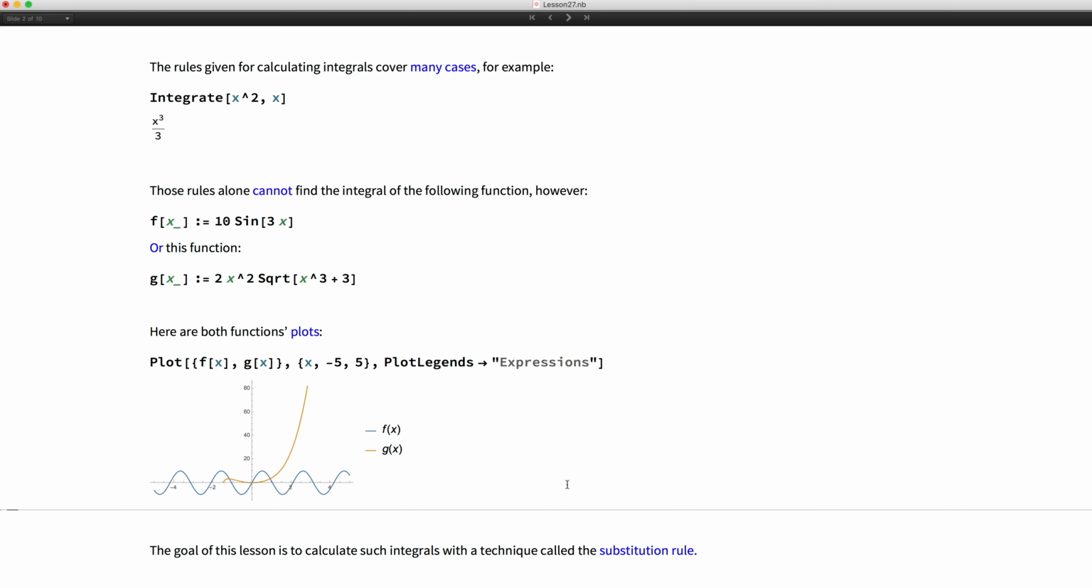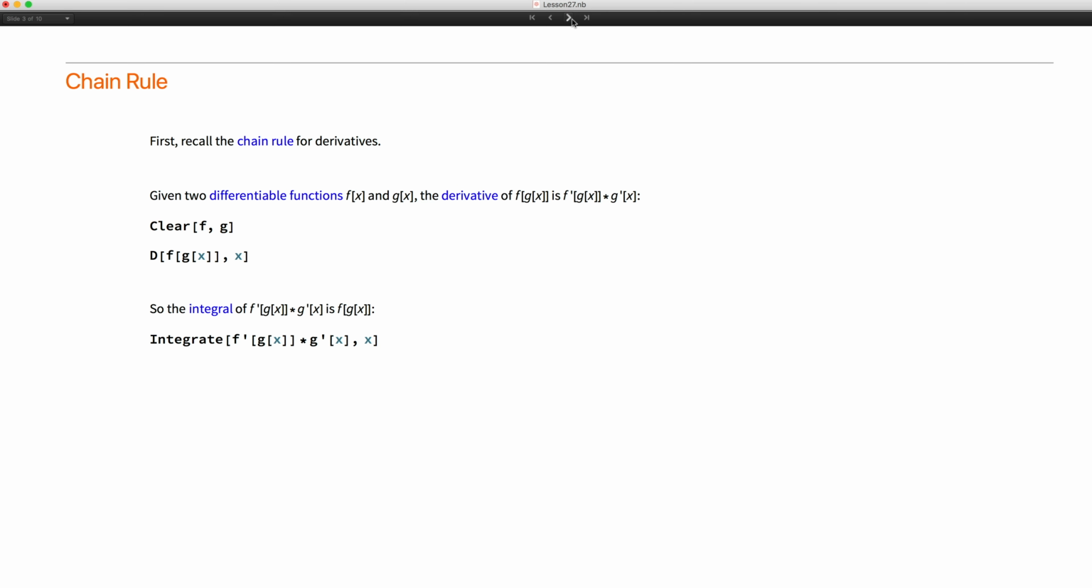The goal of this lesson is to try and calculate such integrals using what is called the substitution rule. But to do that, I must recall the chain rule for you. The chain rule says that if you have two functions f of x and g of x, then the derivative of their composition, f of g of x, is f prime of g of x times g prime of x. Here's the rule a little more formally using d, and you get back the answer that you expected.